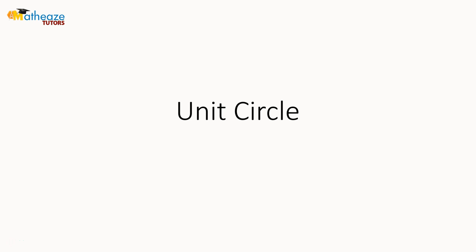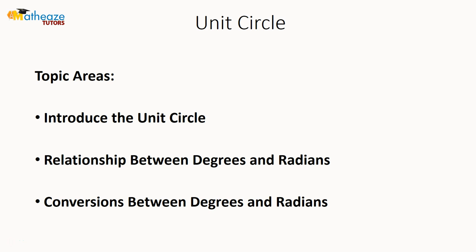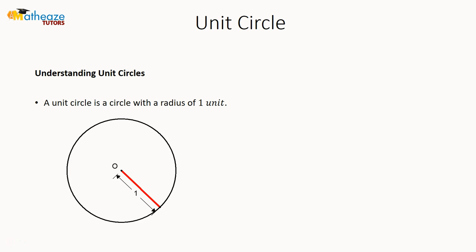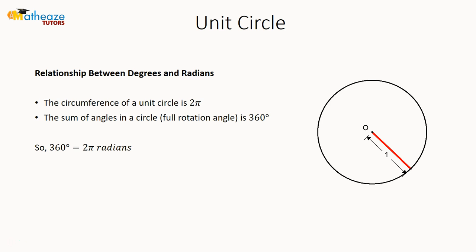Let's take a look at the unit circle. We're going to introduce the unit circle. We're going to establish a relationship between degrees and radians, and we're going to convert between degrees and radians. A unit circle is a circle with a radius of 1 unit, and that's really all there is to a unit circle. Now, let's look at how we can establish the relationship between degrees and radians.